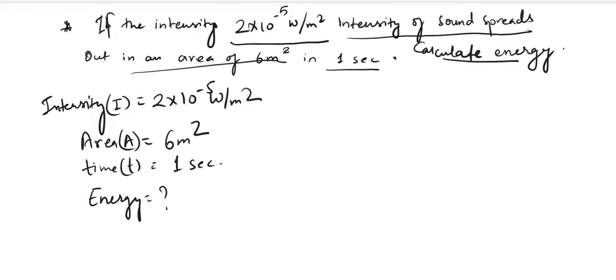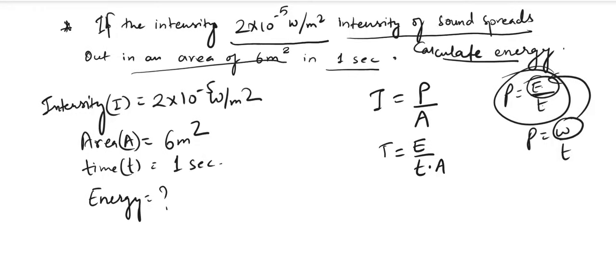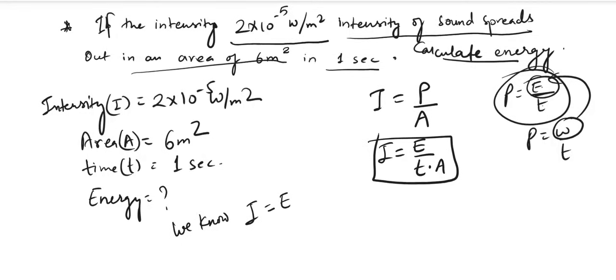Energy is equal to what? Let's break down the formula. Intensity is equal to power upon area, right? And we know power is equal to energy upon time, because power is equal to work upon time. Work and energy are the same thing. So I is equal to energy upon time into area. That is the formula. We know I is equal to E upon T into A.